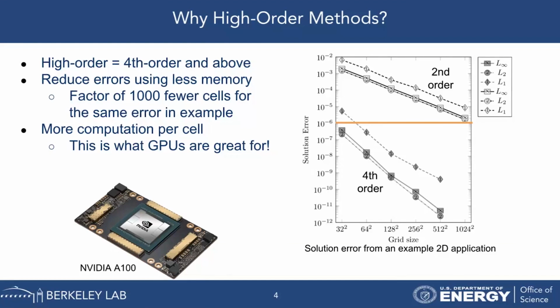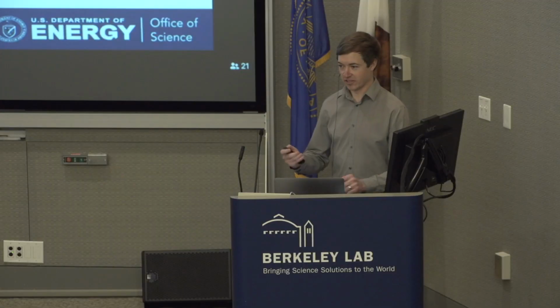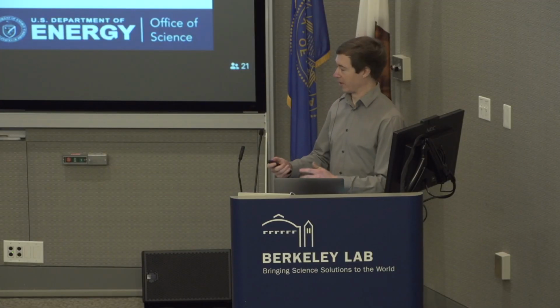And so if I want to decrease my error more rapidly, a higher order solution can do that, and can do it with fewer cells. If I have some target error where I'm looking at maybe six digits of accuracy with a second order solution, I'm able to do the same thing with a fourth order method using something like a factor of 1,000 fewer cells for the same problem.